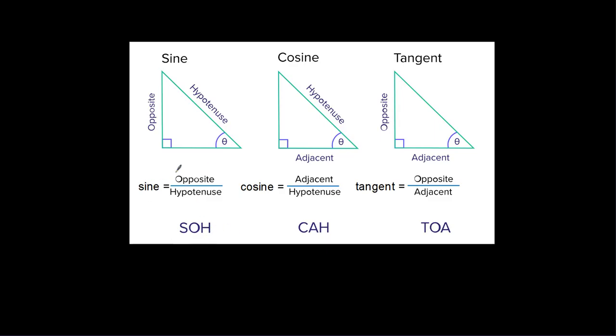Here, sine of theta is opposite of theta over hypotenuse, so the first letters are S, opposite over hypotenuse. Cosine is adjacent over hypotenuse, which is CAH. Here it is. And tangent is opposite over adjacent, which is TOA also. So we can easily memorize, I think, with these letters.